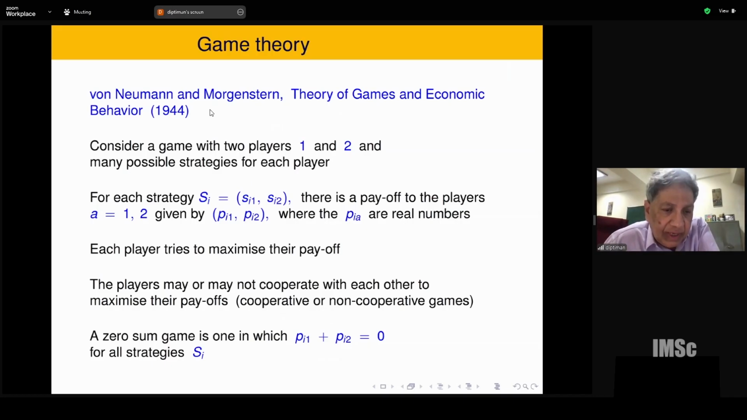Now, there are different kinds of games. The players may or may not cooperate with each other to maximize their payoff. So accordingly, you can have cooperative or non-cooperative games. A zero-sum game is one in which the sum of the payoffs is zero for all the strategies. What this means is that if player one gets a high payoff, player two will get a negative payoff, so that the sum is zero. So here, of course, it's a non-cooperative game because each of them will be trying to maximize their payoff.